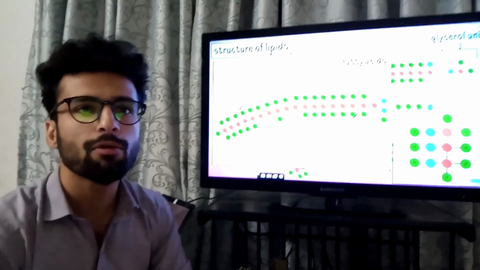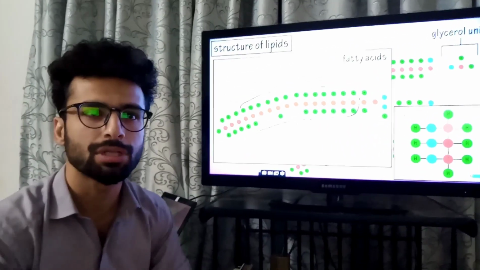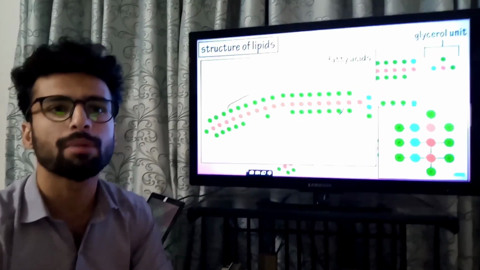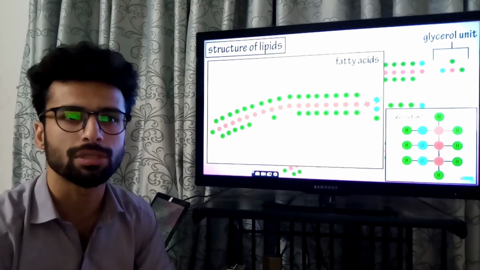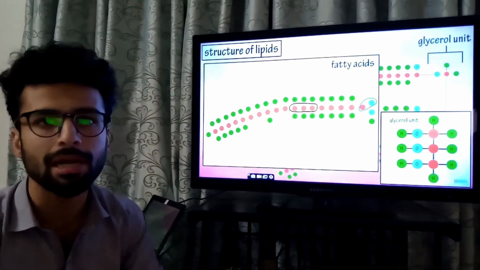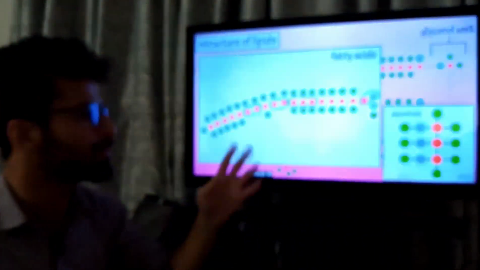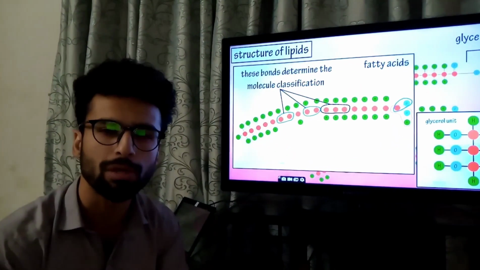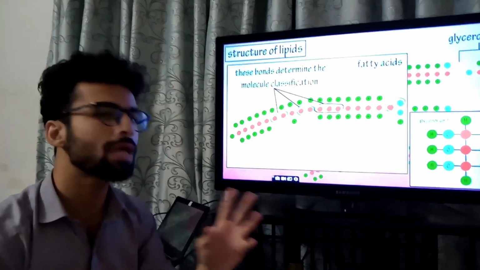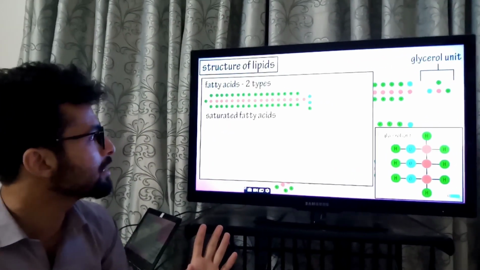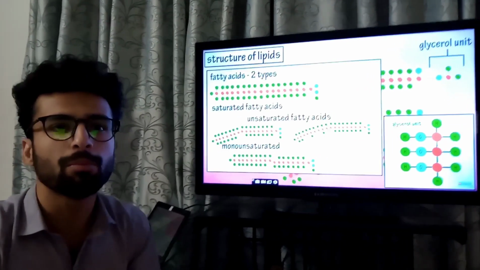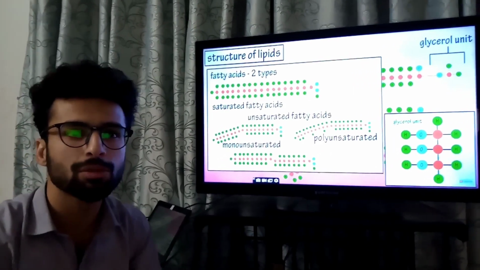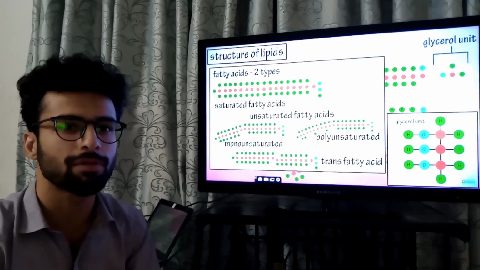Fatty acids are made up of a long chain of carbon atoms and hydrogen atoms, with an end carbon atom bonded to a hydroxyl OH group and a double bond to an oxygen atom. Some carbon atoms are linked by single bonds while others by double bonds as well. These bonds determine which type of fatty acid the molecule is classified as. There are two types of fatty acid, saturated fatty acid and unsaturated fatty acid, which includes monounsaturated fatty acid, polyunsaturated fatty acid and trans fatty acid as well.